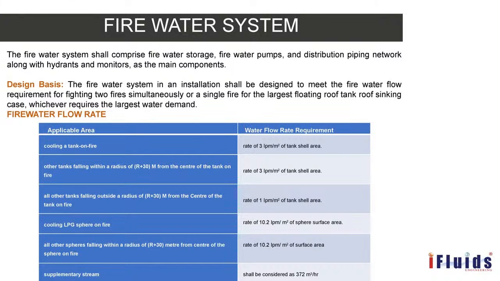If it is an LPG sphere, then it requires 10.2 liters per minute per meter square for cooling the sphere surface area. And if it is within the radius plus 30-meter boundary of a sphere on fire, then it has to be provided with 10.2 liters per minute per meter square of surface area. All the supplementary systems also have to be provided with a water flow rate of 372 meter cube per hour. This flow rate is described in detail inside this OISD 116.